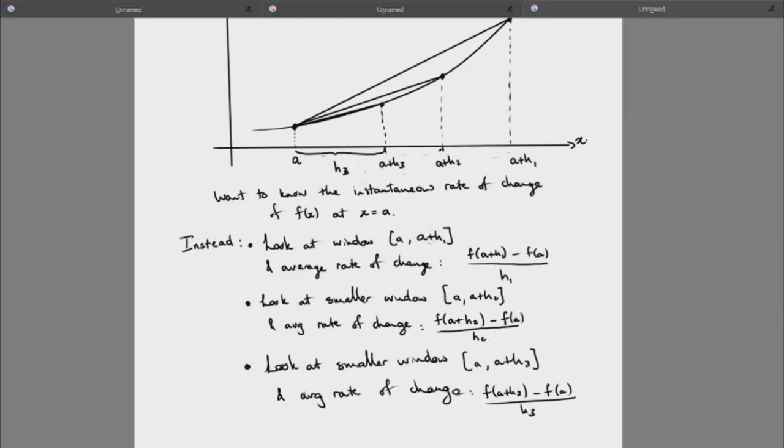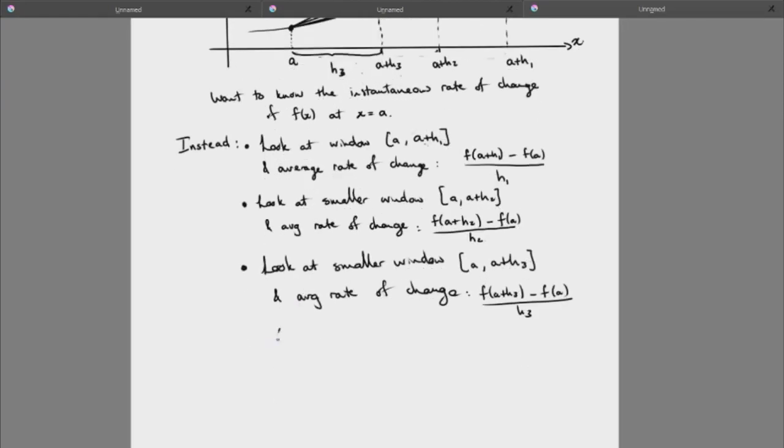And I can keep going like this. Dot, dot, dot. I can keep going forever, by making h smaller and smaller in size. If I say h is getting smaller and smaller, that means h is approaching 0. H will never be 0.